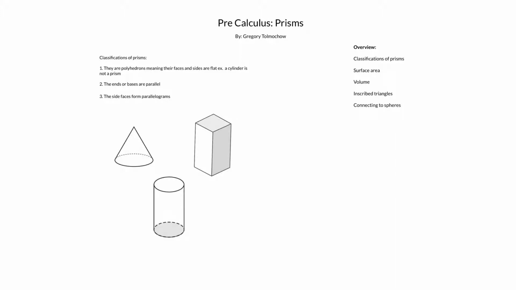flat. For example, a cylinder would not be a prism because it has curved surfaces, whereas regular faces of a polyhedron consist of polygons. Another classification of a prism is that their ends or bases are parallel, so something such as a cone would also not be a prism since it only has one base. The last classification of a prism is that their side faces form parallelograms, meaning that this rectangular prism, if we were to take the face, it would form a rectangle, which is a parallelogram.